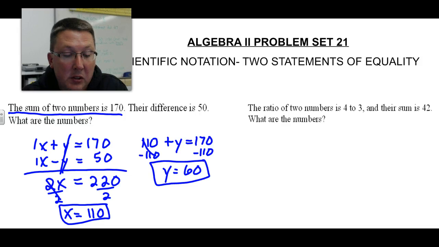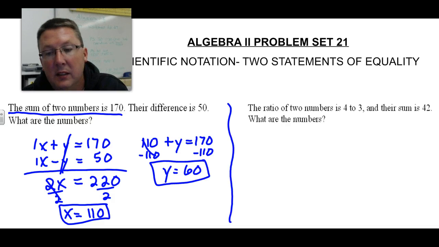Okay, so now you can double check your answer to make sure you did it right. If you take the two numbers, 110 and 60, those should add together to be 170, which they do. And also their difference, if I subtract them, 110 minus 60 should be 50. So both of these numbers work for those two statements.